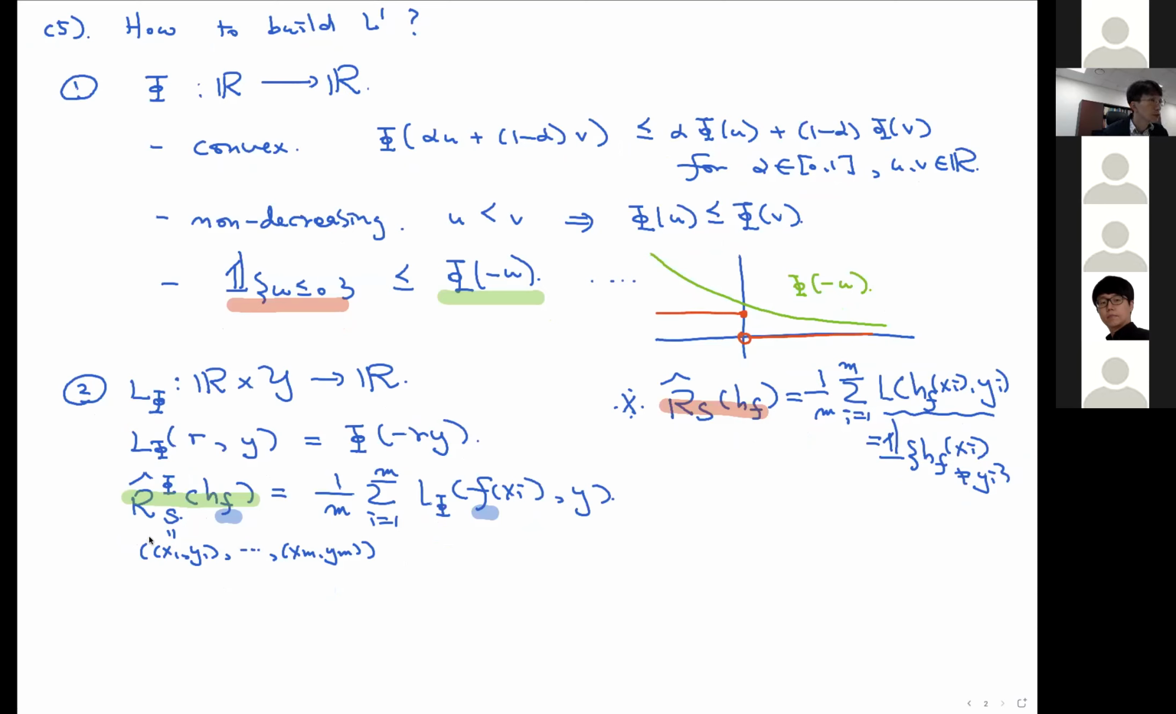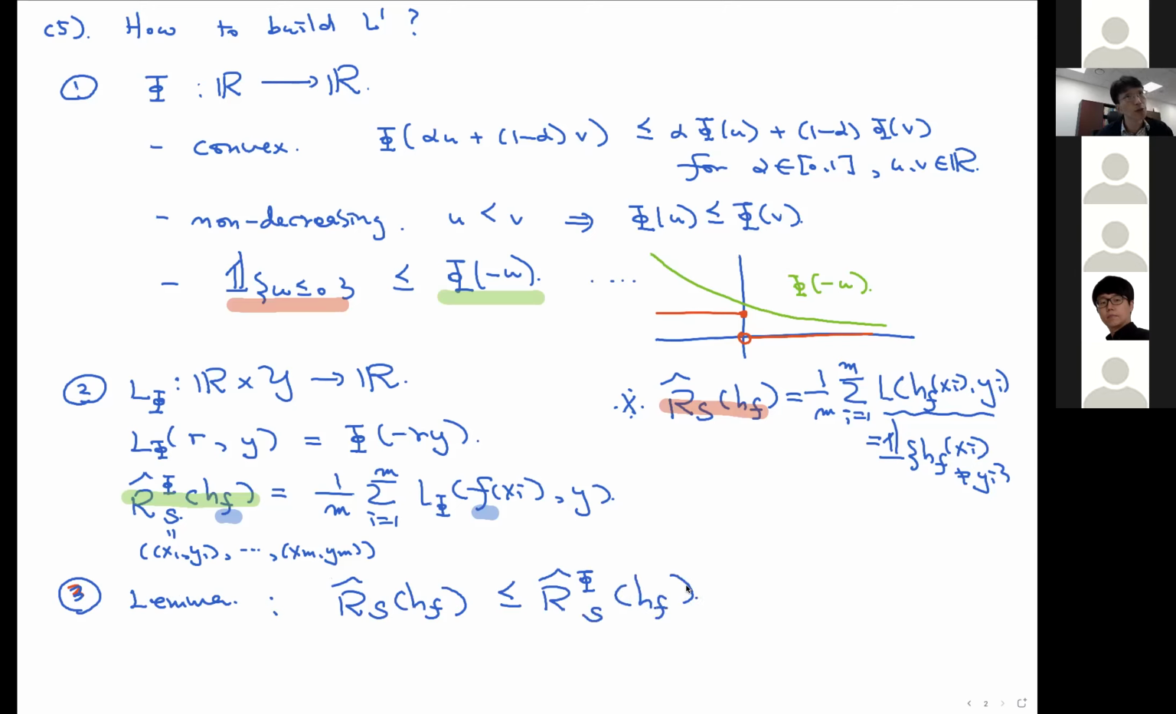So here's a relationship. One lemma, say: R S of h of f is always upper bounded by the surrogate loss, R-phi S of h of f.